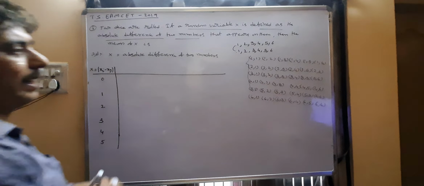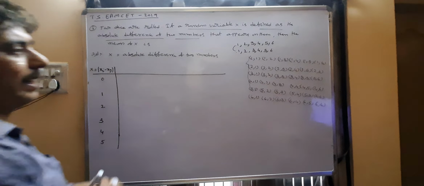Now you can find the probability of X, starting with the probability of 0 difference. Zero difference means either 1 1, 2 2, 3 3, 4 4, 5 5, or 6 6. Taking the difference of these 6 ordered pairs, we get 1 minus 1 is 0, 2 minus 2 is 0, 3 minus 3 is 0, 4 minus 4 is 0, 5 minus 5 is 0, 6 minus 6 is 0. That means 6 chances out of 36.